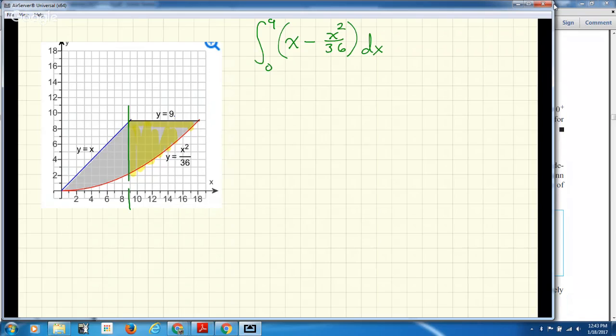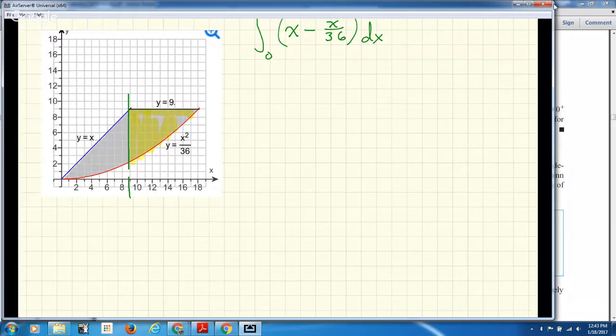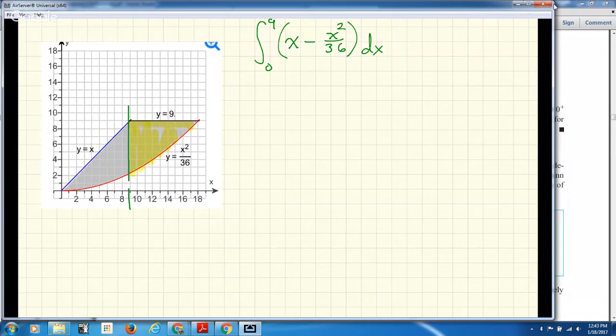Okay. And essentially what that will do, it will find the area of the triangle under y equals x, and then subtracting the x squared over 36 will cut out the area under the parabola there. And then we'll have to combine that with the next area. And so the next one, adding on, starts at 9 and goes over to 18 for x. And there, the curve on top is 9, and then underneath is the x squared over 36.